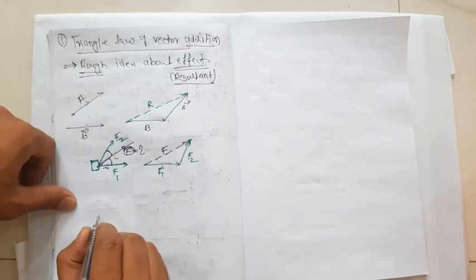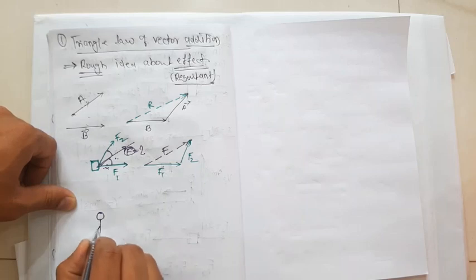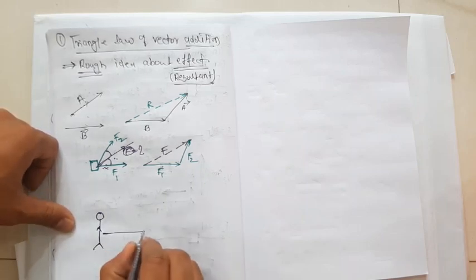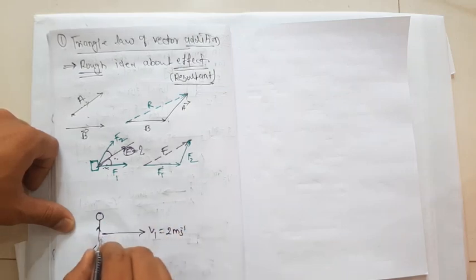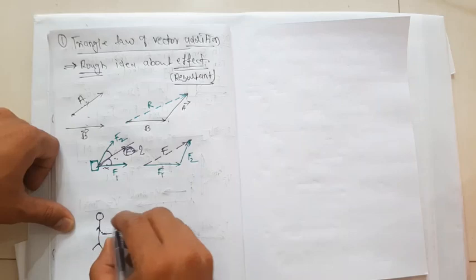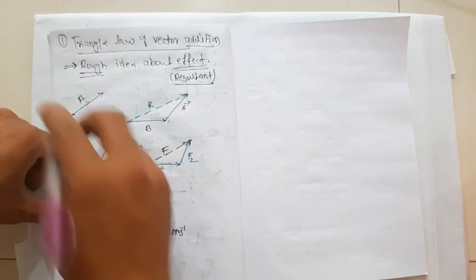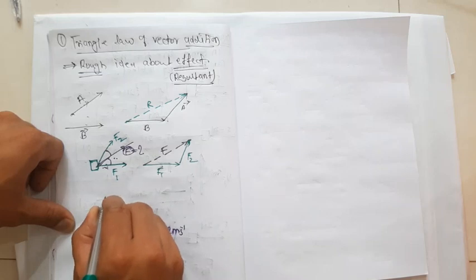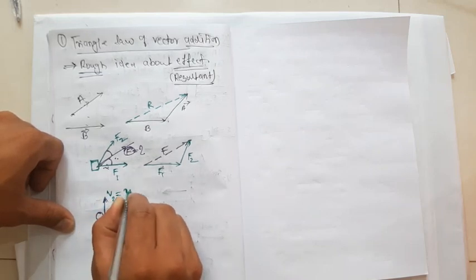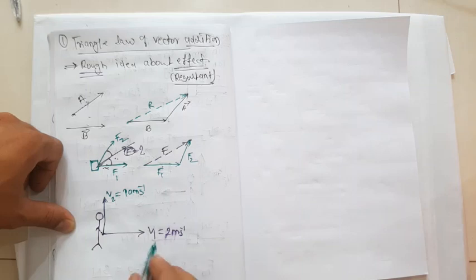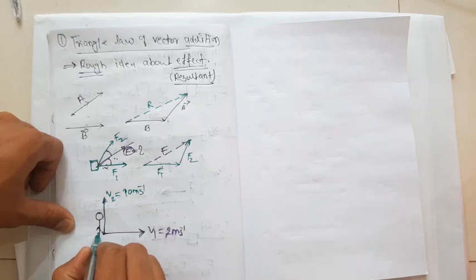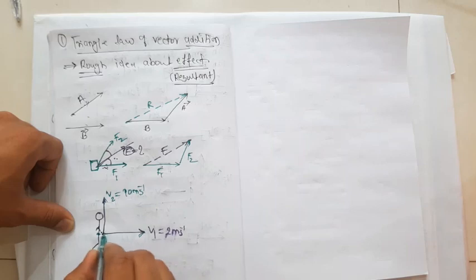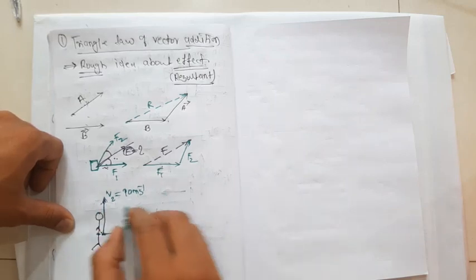Suppose this is the person. Now this person is moving with velocity v1 in this direction, maybe 2 meter per second, and at the same time wind is blowing in the upward direction. So I will say v2 is equal to 10 meter per second. Now one velocity vector is pointing in this direction, another velocity vector in this direction. Now this person will not move in this direction or in this direction. So in which direction will they move?